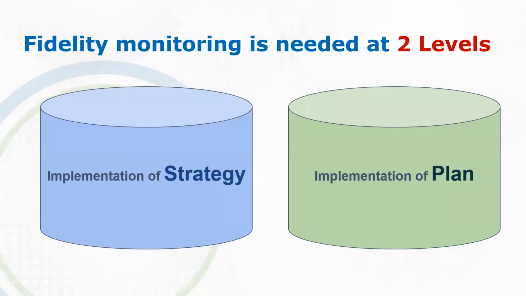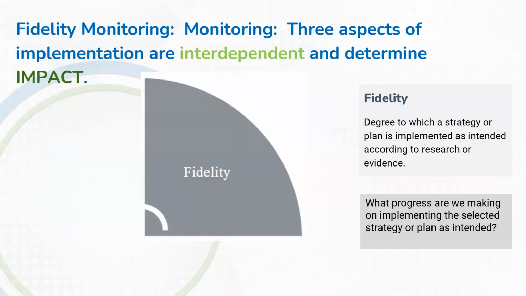So moving on to fidelity. Fidelity monitoring is needed at two levels, both the strategy level as well as at the plan level. Note again the definition of fidelity on this slide, as well as the key question asked in MICIP. So the definition: the degree to which a strategy or plan is implemented as intended according to research or evidence, and the question: what progress are we making on implementing the selected strategy or plan as intended?